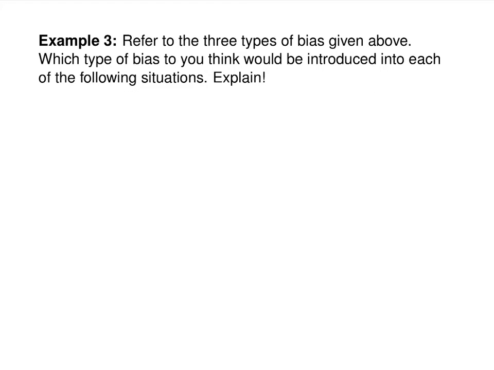So, okay. We're going to refer to the 3 types of bias given above. Which type of bias would be introduced into each of the following situations? So this one should be the one that says, a list of registered automobile owners is used to select a random sample for a survey about whether people think homeowners should pay a surtax to support public parks. Selection bias. That's going to have selection bias.